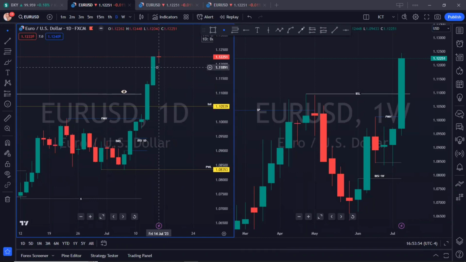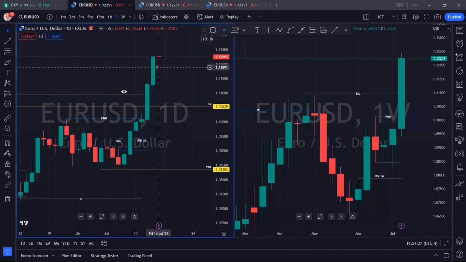So when the DXY is bullish, you expect the XXX USD pairs to be bearish. XXX USD pairs are pairs that have their currency before USD, and if the DXY is bullish, you expect the USD XXX pairs to move in the same direction. An example of USD XXX pairs is USD CAD. But as I said, EURUSD has the highest correlation with the DXY, so that's why we analyze with the DXY.